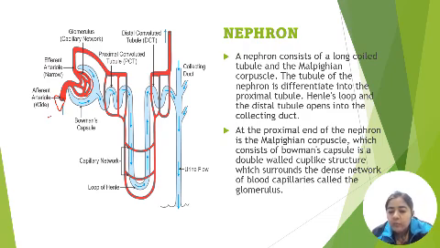Now we will move on to the theory part. A nephron consists of a long coiled tube and the Malpighian corpuscle. The tubule of a nephron is differentiated into the proximal tubule, Henle's loop, and the distal tubule, which opens into the collecting duct. As I have explained briefly, at the proximal end of the nephron is the Malpighian corpuscle, which consists of a Bowman's capsule, a double-walled cup-like structure, and the glomerulus.